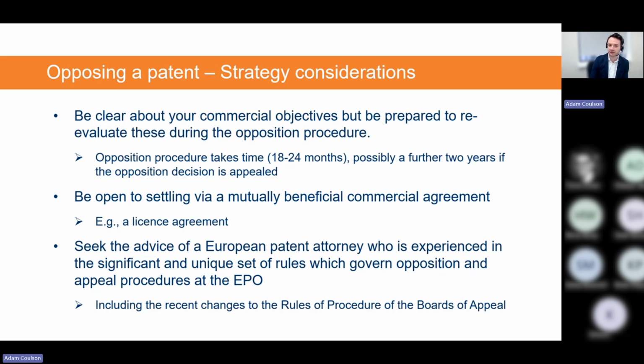Stay focused on the opposition procedure so that your commercial aims do not deviate from what you are seeking to achieve by opposing the patent. An example may be if the patent owner's commercial interests lie in an area different to yours.